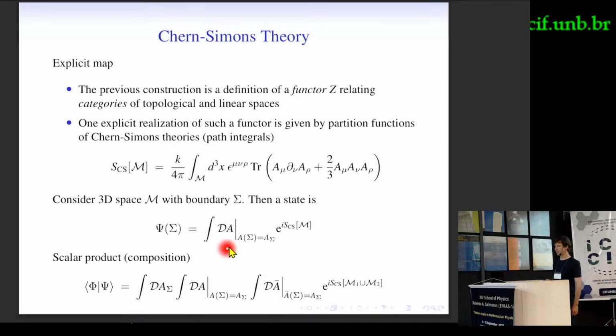So in this formula which defines a state, you can see this explicit map from M and sigma. You have M, which is a manifold where this action is defined. It is a manifold which has a boundary sigma. So this path integral computes a map from M and sigma to a vector in a certain Hilbert space. Okay, any questions so far?